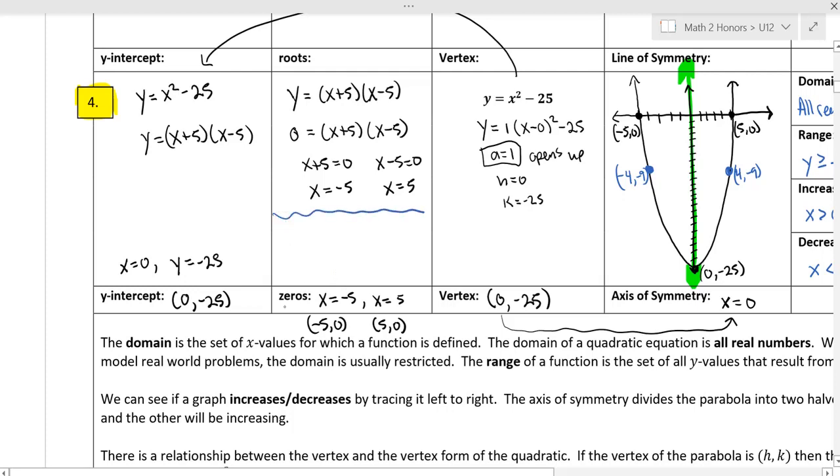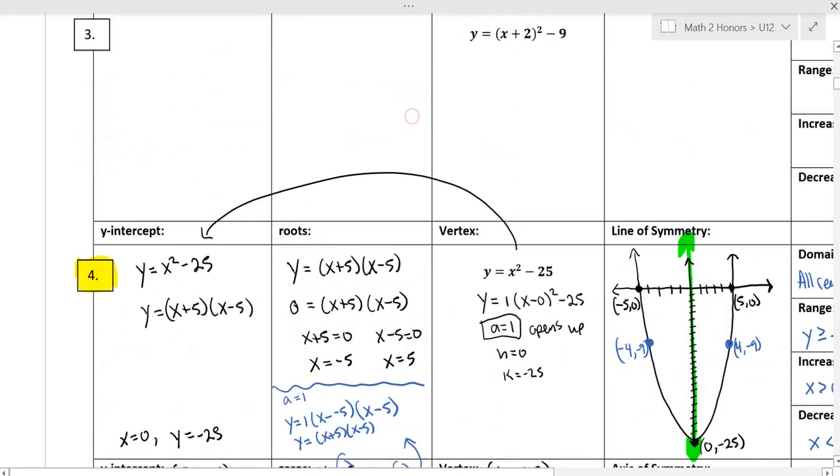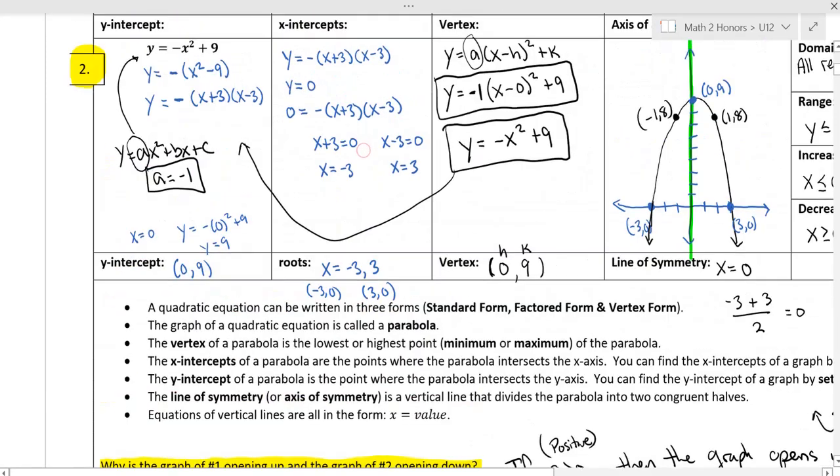Number 4, think about number 4 here. Let's assume all we knew were the zeros here, and we knew that a was 1. Then factored form would be y equals 1, x minus -5, that's the -5 there, times x minus 5, that's that 5 right there. And so that would be y equals 1 times x plus 5 times x minus 5, and I got factored form quickly from the zeros. Again, it's a good relationship to see. It will help you out to understand this.